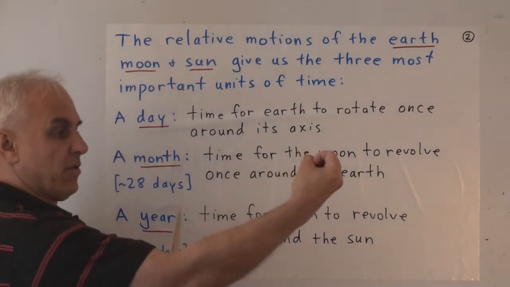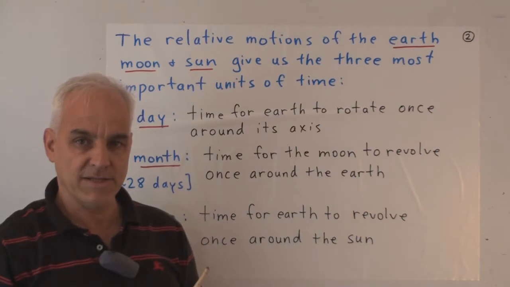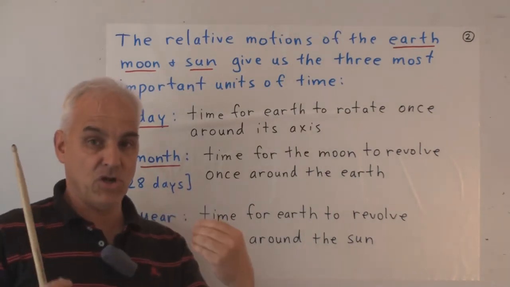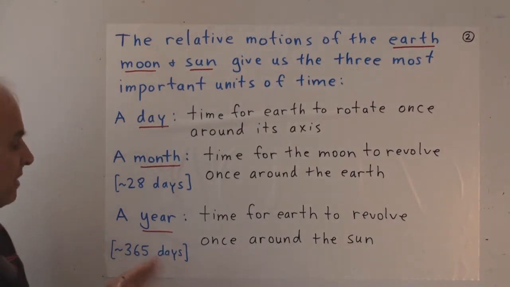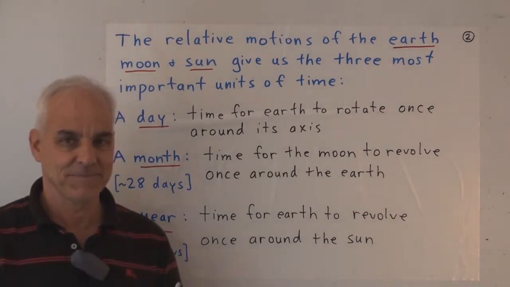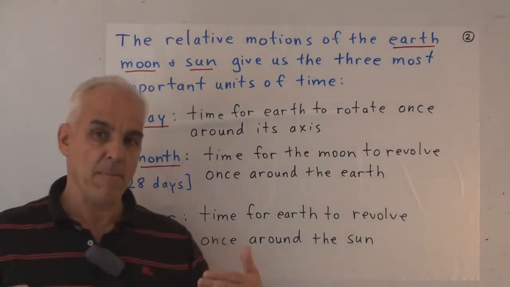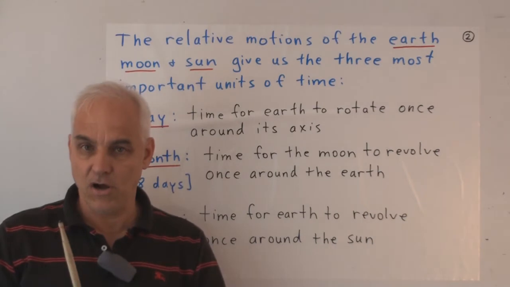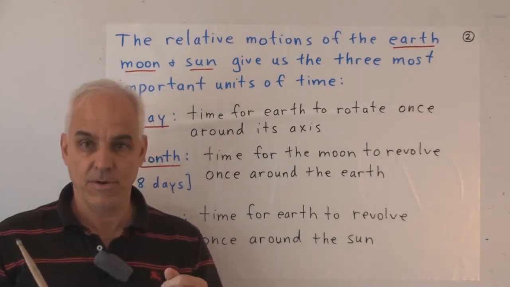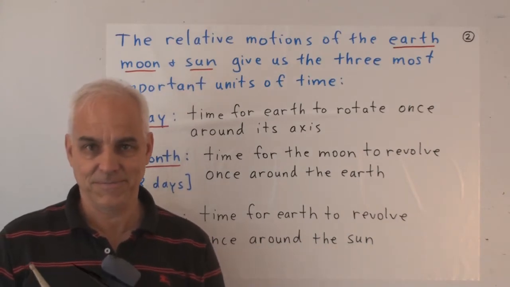And finally, the biggest unit, the year, which is the time for the Earth to revolve once around the Sun. So here's the Earth, and here's the big Sun. Then the Earth goes around that Sun once every year. That's our definition of a year. And that turns out to be 365 days, give or take a few hours. So the day, the month, the year, they all come about from the astronomical motion of the Earth and the Moon around the Earth and around the Sun, respectively.